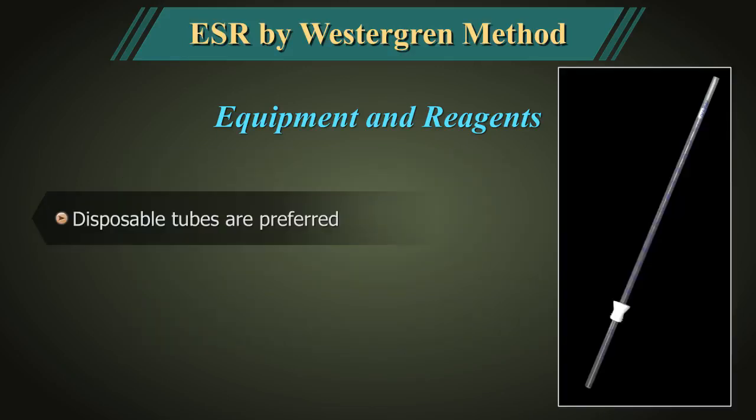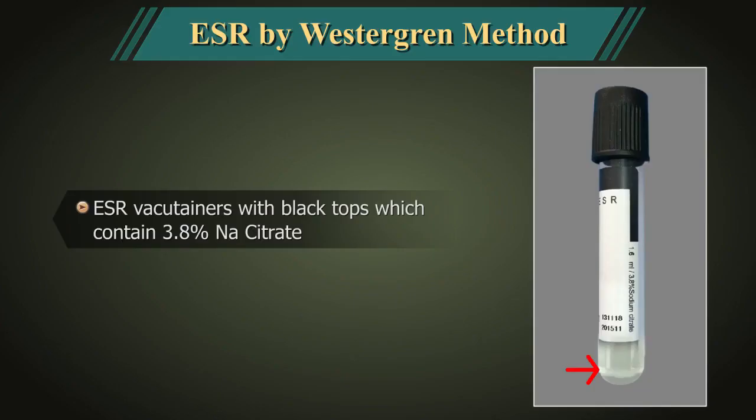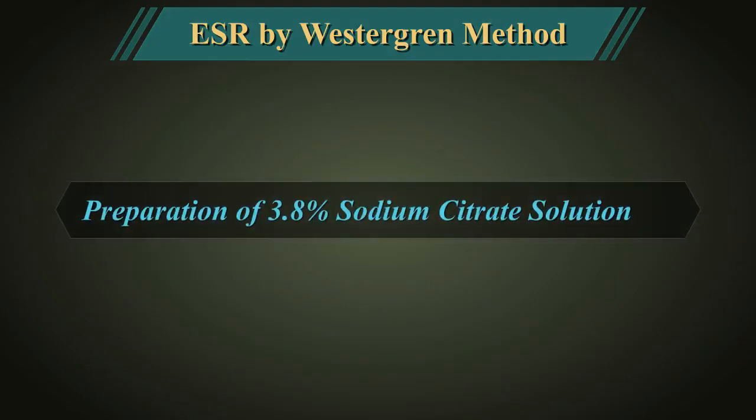Disposable tubes are preferred. Timer, ESR vacutainers with black tops which contain 3.8% sodium citrate. Alternatively, tubes of minimum volume 2 milliliters can be used. In this case, one volume of 3.8% trisodium citrate solution is mixed with 4 volumes of blood.